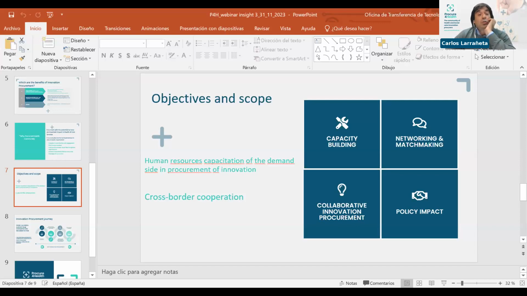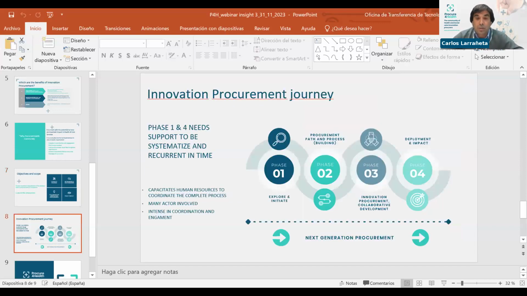And finally, just to introduce the concrete topic we're talking about today, this is how we have structured the procurement of innovation journey. There are four basic phases. Phase one is how we define the needs and the priorities we have in our systems, priorities of innovation that help us improve the services we provide.